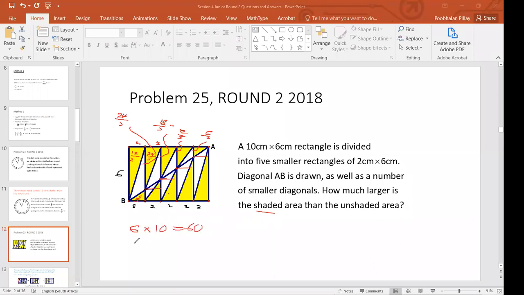So what you do, the unshaded part will be 60 minus the shaded part. And that will give you the area that is required. How much larger is the shaded area than the unshaded area? So you take the shaded and the unshaded part, and then you find out what the 2 areas are, and then you subtract the smaller one from the larger one to get the answer.